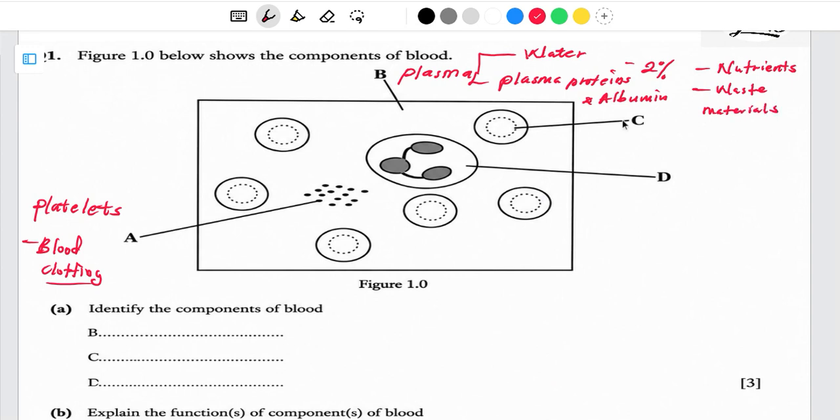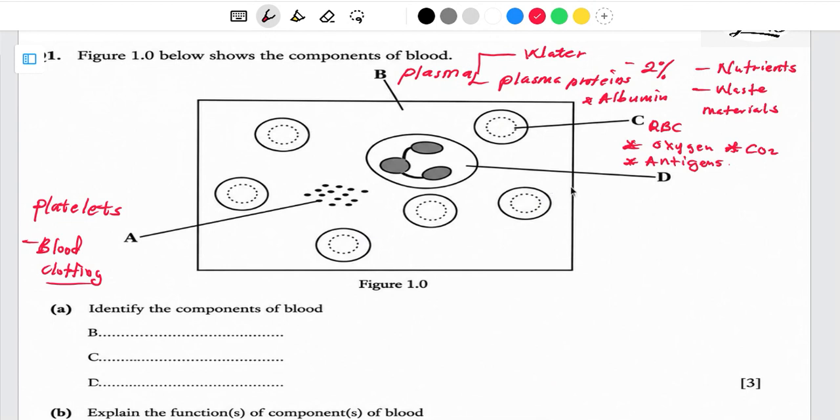Then structure C is representing red blood cells, so let me just use RBC. These red blood cells transport oxygen, as well as carbon dioxide: transporting oxygen from the lungs to the tissues, as well as transporting carbon dioxide from the tissues after respiration to the lungs for excretion. Apart from that, the red blood cell has a cell membrane, and that is where the antigens are found.